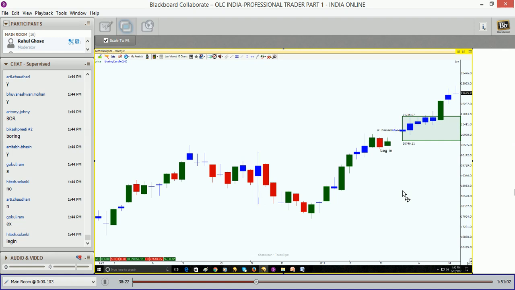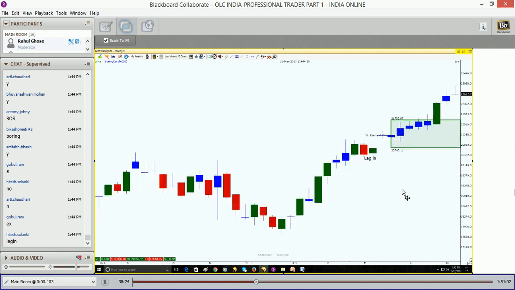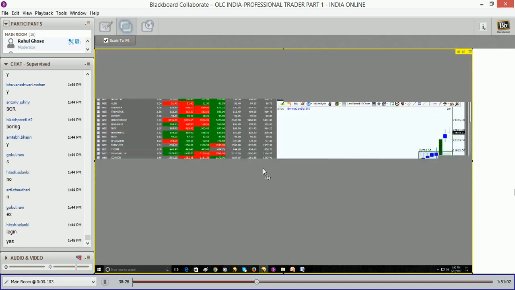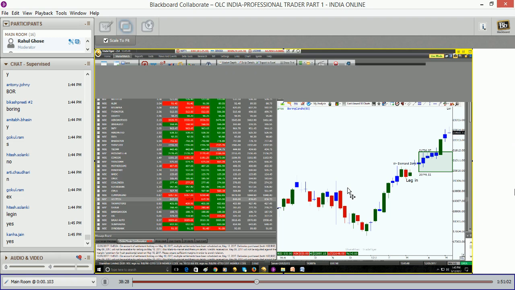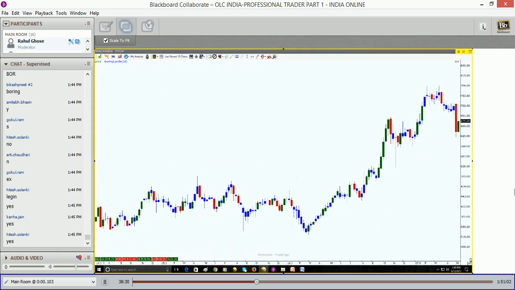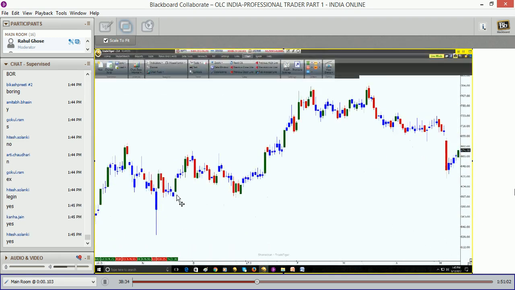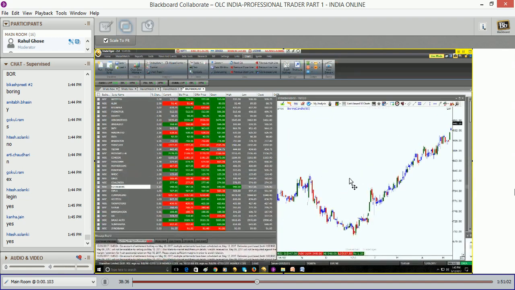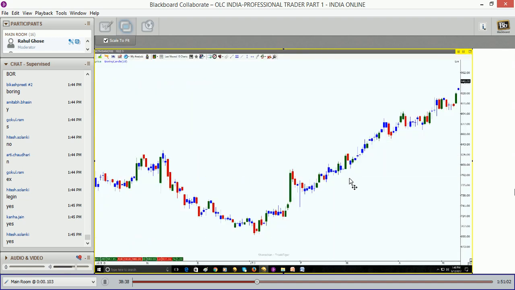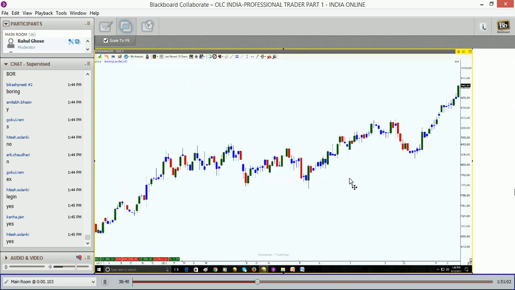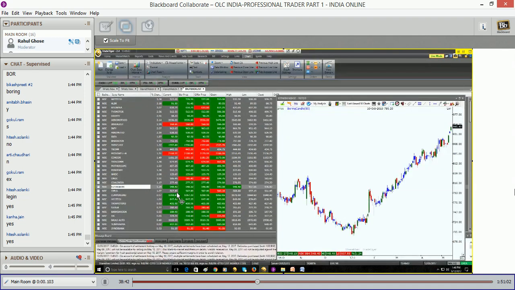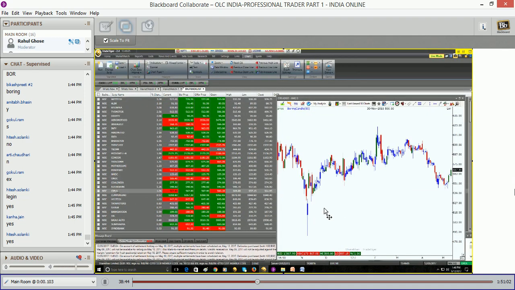Clear, everybody? Yes, shall we do an exercise on our own to mark a demand zone? Okay, now let me take you to mark a demand zone, and I'm going to give you a little bit of a challenging example.